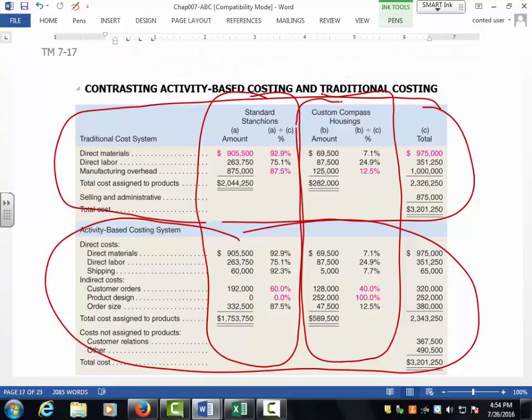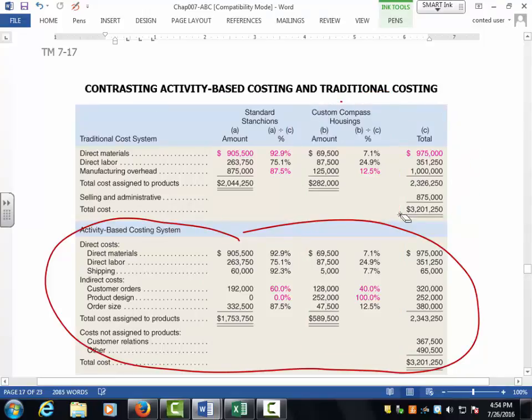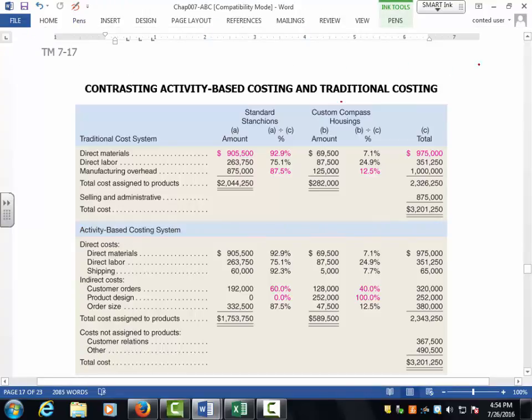So I'm going to clear off those numbers here. Matter of fact, we'll erase all this stuff, and go back to pens and write. All right, we should be good. Notice that the amount of materials and labor are the same under both methods. Right? That's not what's changing. What's changing is how do we apply overhead.